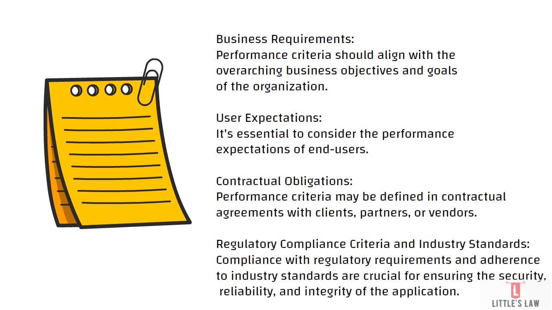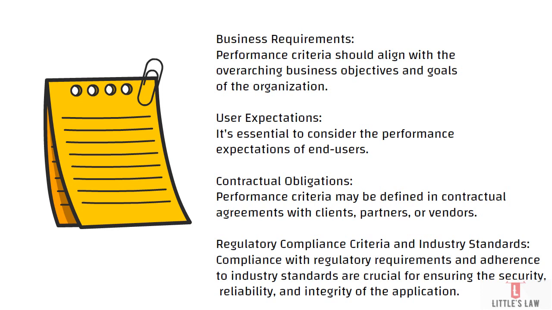And the third point here is the contractual obligations. Criteria may be defined in contractual agreements with clients, with partners, or with vendors. These obligations must be considered when identifying the performance criteria to ensure compliance and avoid penalties. Coming back to an example, usually the contract with a client specifies that the application must maintain an average response time of less than 1 second for all its API requests.